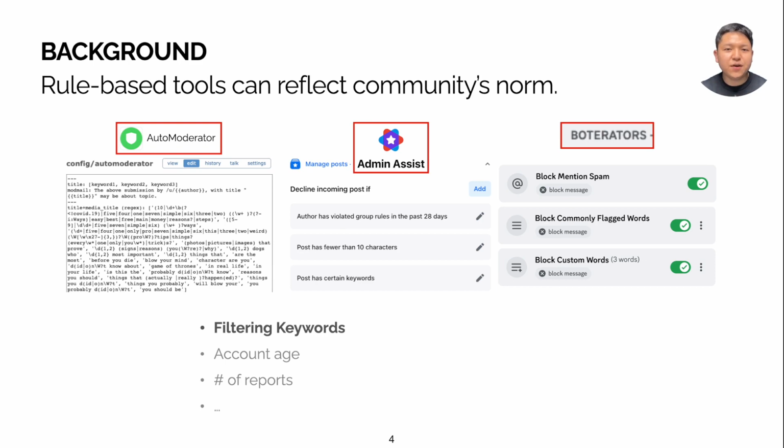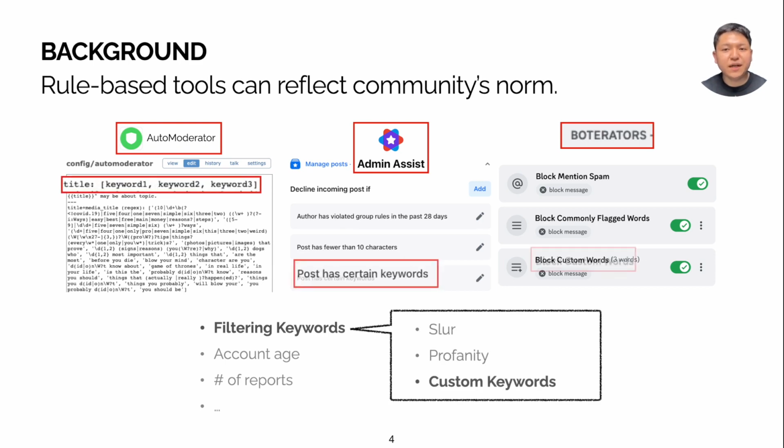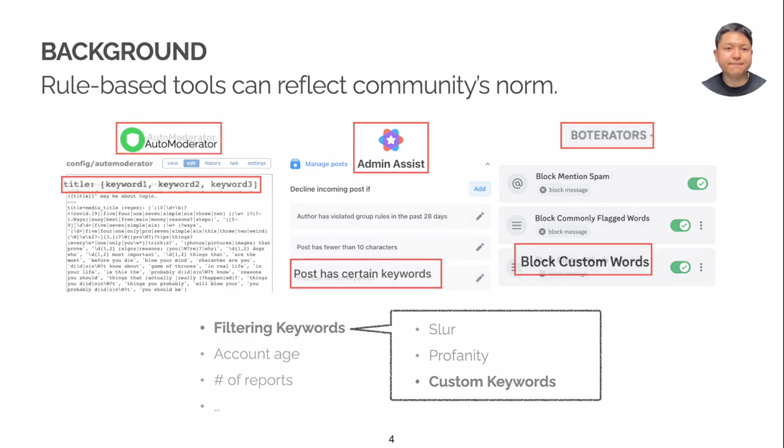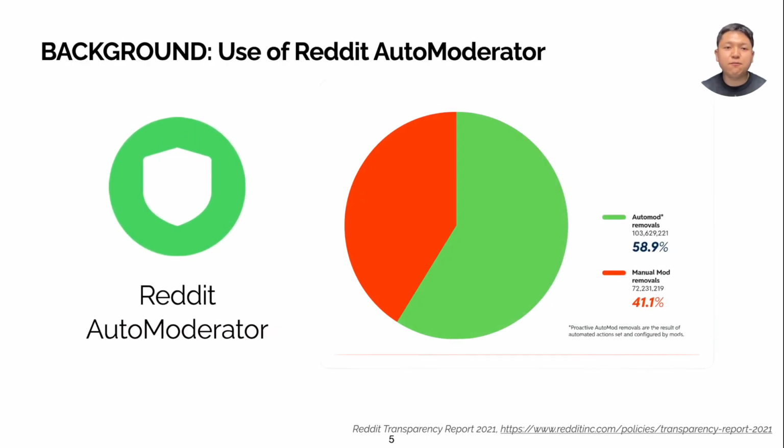Many moderators are using custom keyword filtering because it can adapt to the unique norms of their communities. We focused on Reddit AutoModerator, which is a default rule-based moderation tool on Reddit, and is responsible for about 60% of content removals on Reddit.